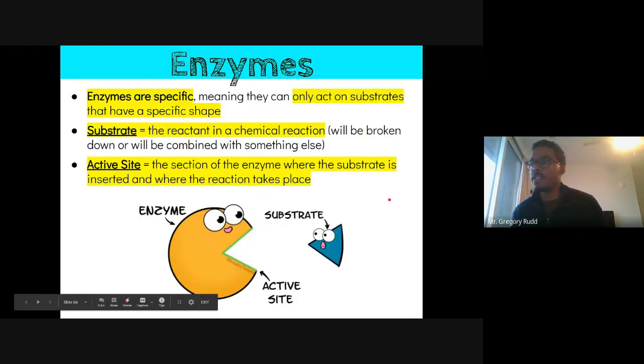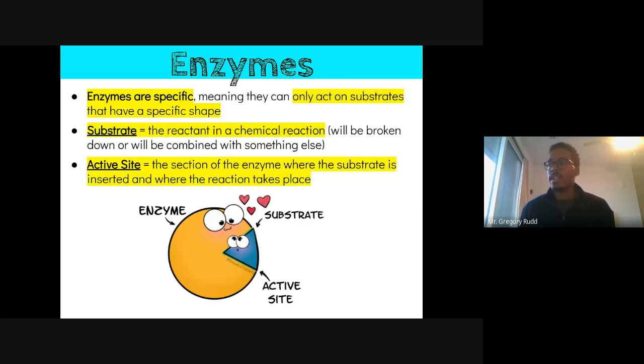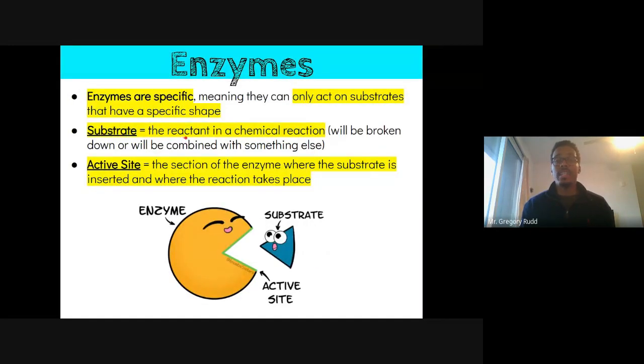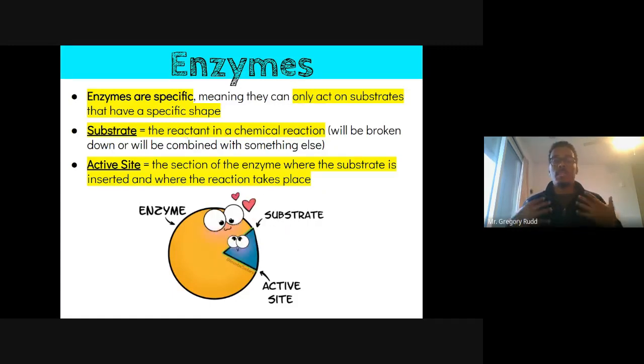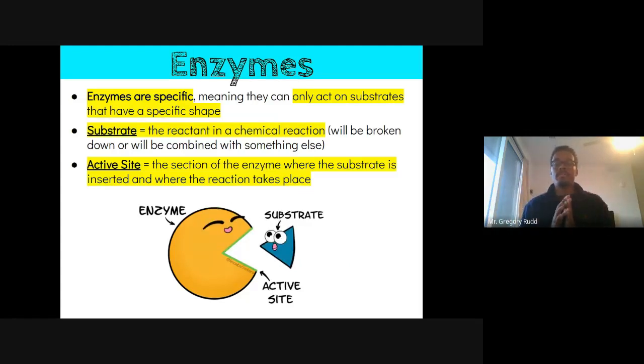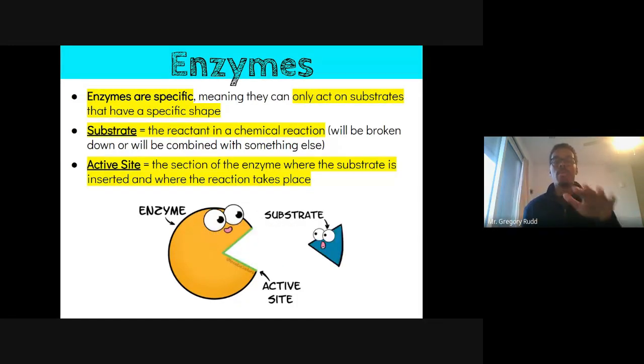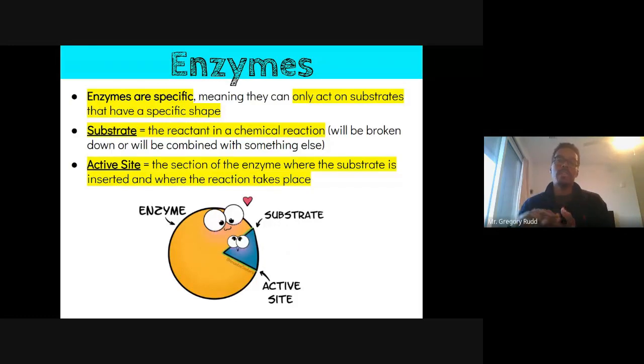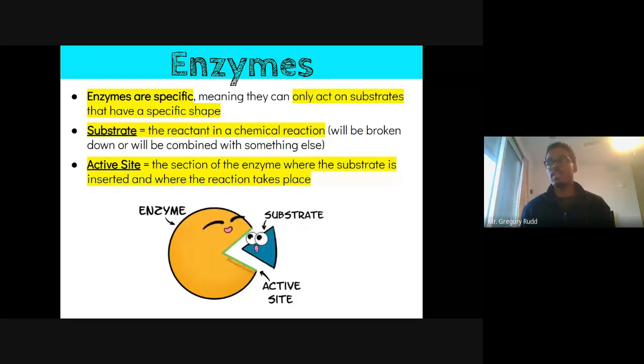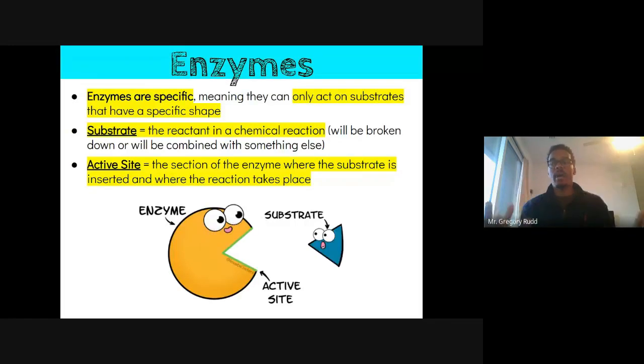So enzymes have several really cool properties. One is that they are specific, which means that they can only act on substrates that have a specific shape. So now you're like, what is a substrate? Well, we've got that defined on the screen as well. A substrate is a reactant in a chemical reaction. So this means that it is what's actually being acted upon. The reactant is being acted upon. It might be broken down. It might be combined with something else to build something, to synthesize something new. But the substrate is the object that is being acted upon.